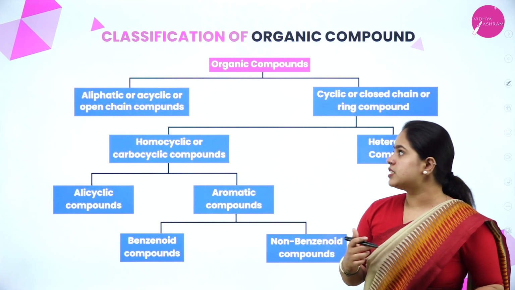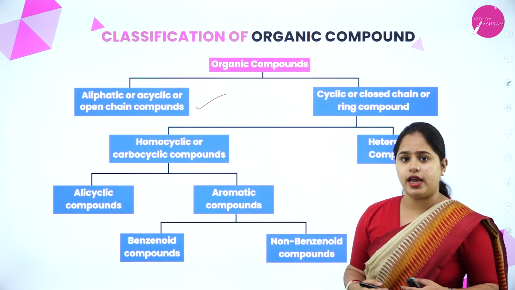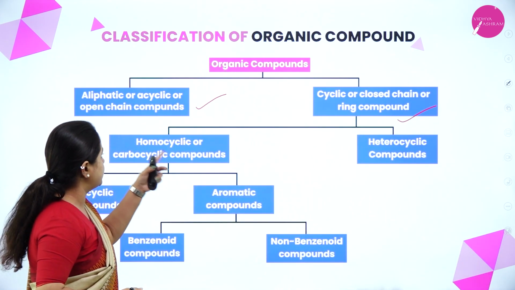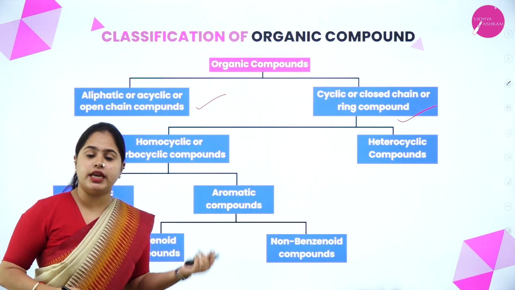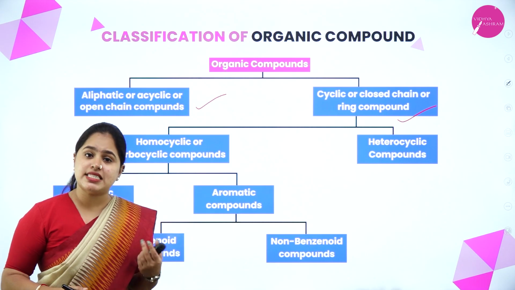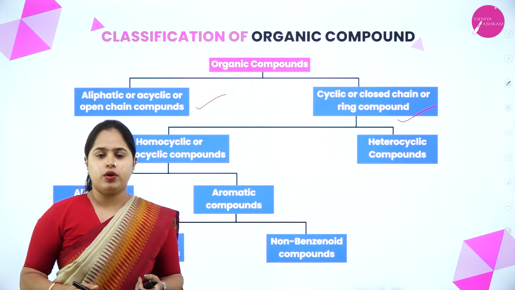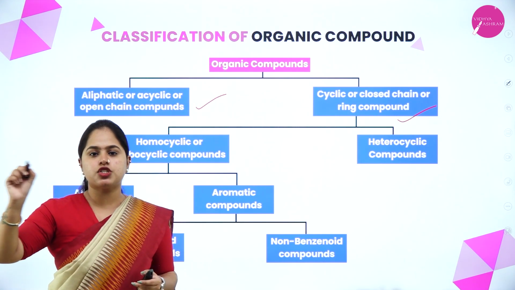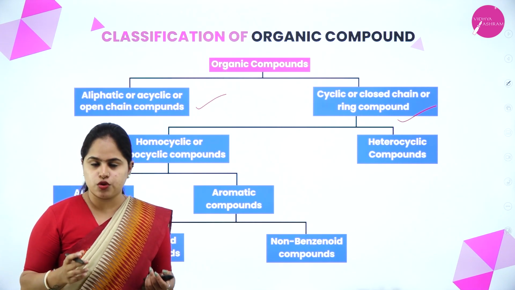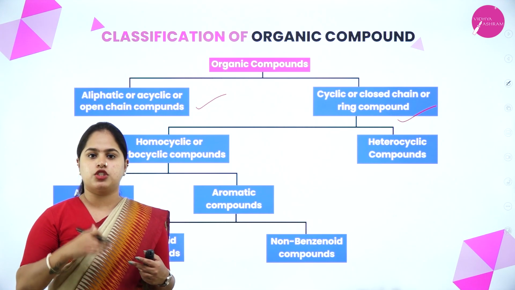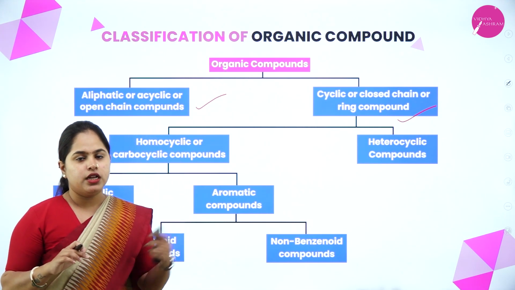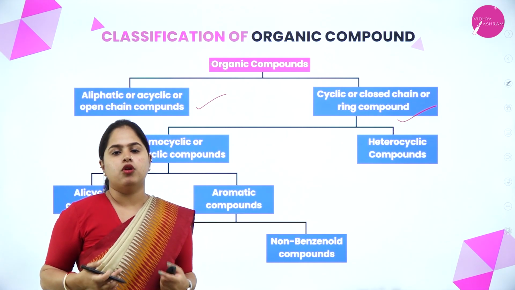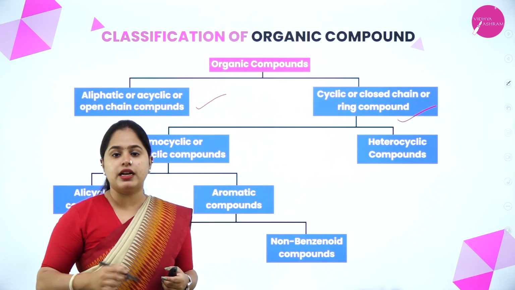So majorly they are classified into two groups, that is aliphatic organic compounds and cyclic organic compounds. Okay, so the first one is aliphatic or acyclic or open chain compounds. These are compounds in which you do not see any ring-like structure. They will be either straight chain or else branches can be also possible, but there will be no closed structure or rings. So they are aliphatic. Now coming on to the next group, that is cyclic, or closed chain or ring compounds. As the name suggests, they will be closed. There will be a ring-like structure.